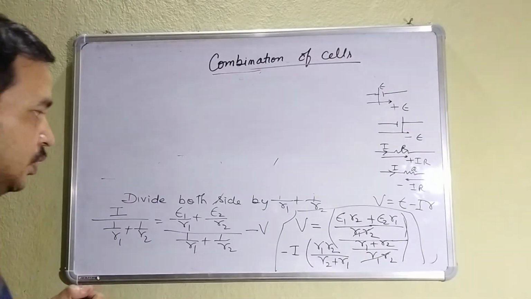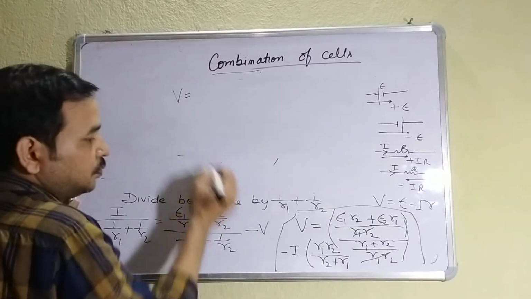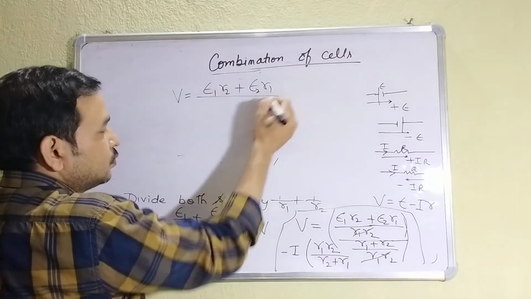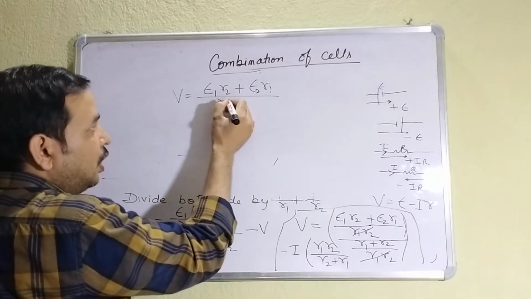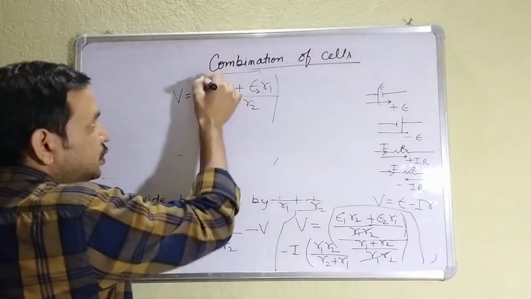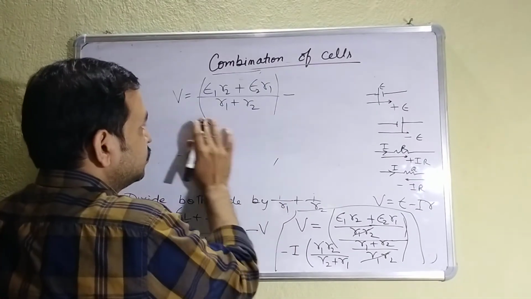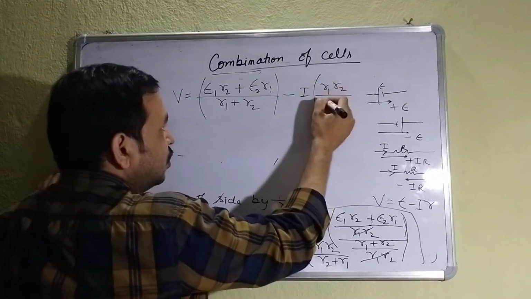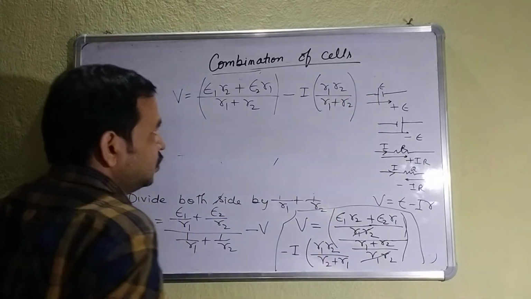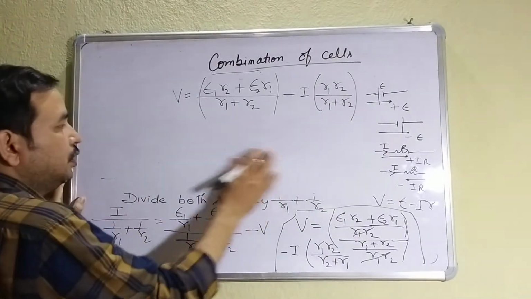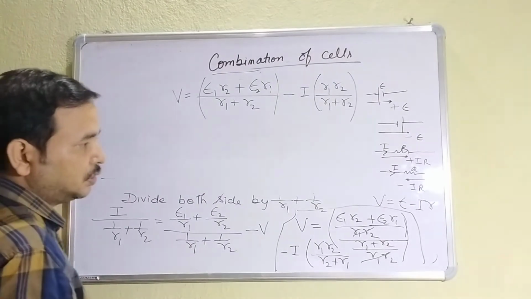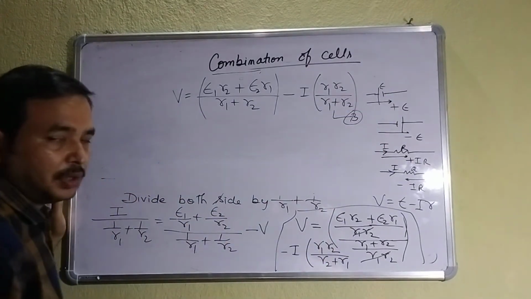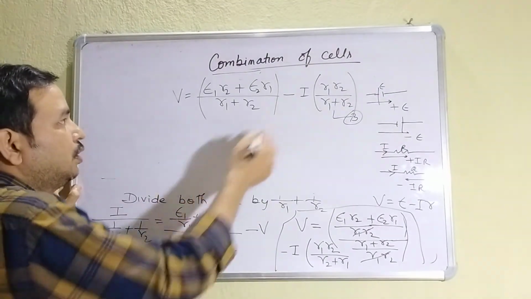Now you see, V is equal to E1 R2 plus E2 R1 divided by R1 plus R2. This is one form, minus I into R1 R2 by R1 plus R2. So you can compare this, students. This is an equation, suppose any equation you can write here. This is suppose third. You can match the number given to the equation. If it is not correct, you can correct.